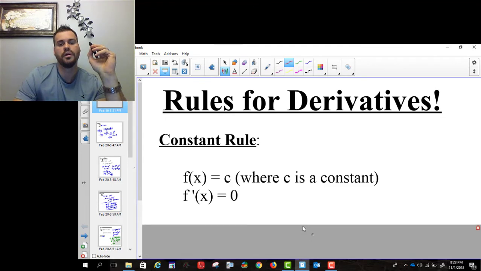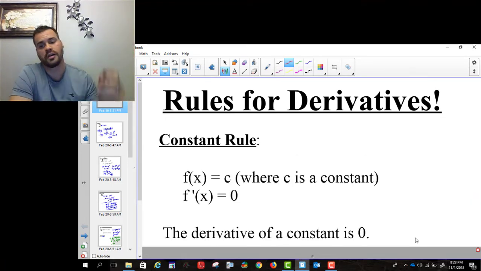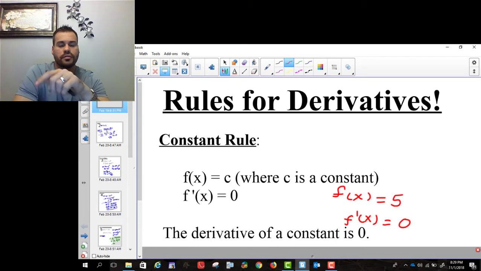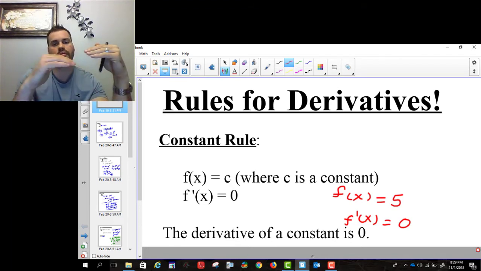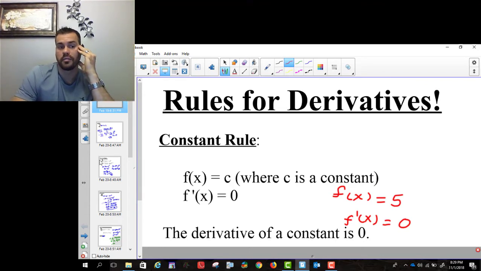So the first rule for derivatives is called the constant rule. You can read it here, and it just says the derivative of a constant is 0. All that means is if I start with a function, let's say f of x is 5, then f prime of x is 0. That's all we're saying. And it makes sense because the derivative is the slope of the tangent line. Well, if you have a flat horizontal line, the slope is 0, and it's always 0. So it makes sense. But how do we prove it?